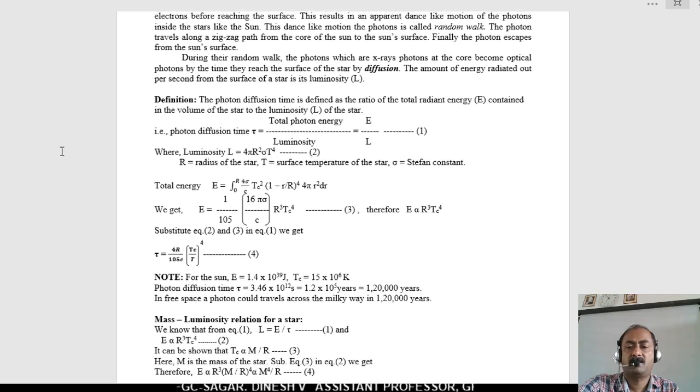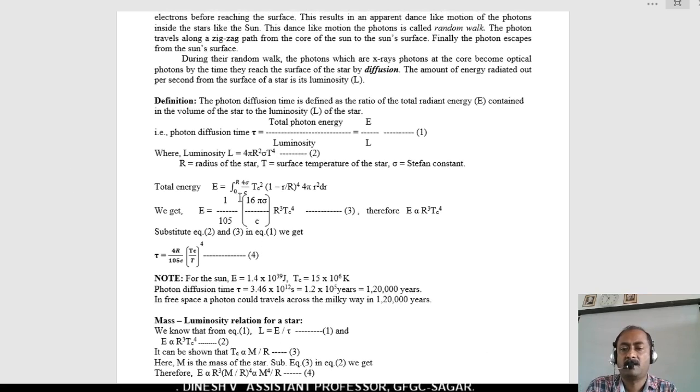Here the total energy is given by the formula: the integration from 0 to R, that is 4 sigma by c into Tc squared into (1 minus r by capital R) whole to the power 4 into 4 pi r squared dr. With respect to dr, integrating this, we get the final expression: energy E is 1 by 105 into 16 pi sigma by c into R cube Tc raised to 4. That will be equation 3.